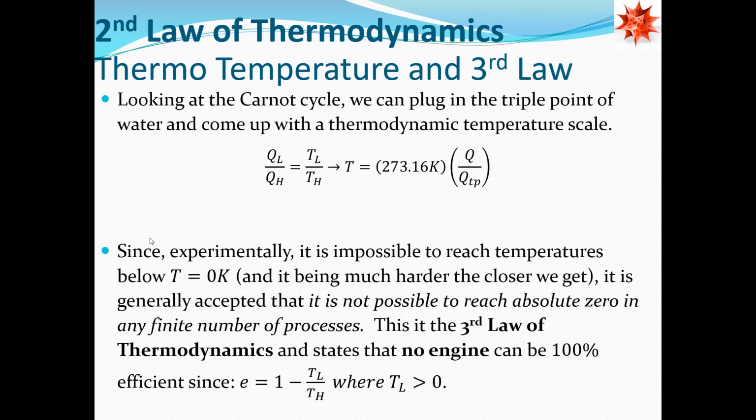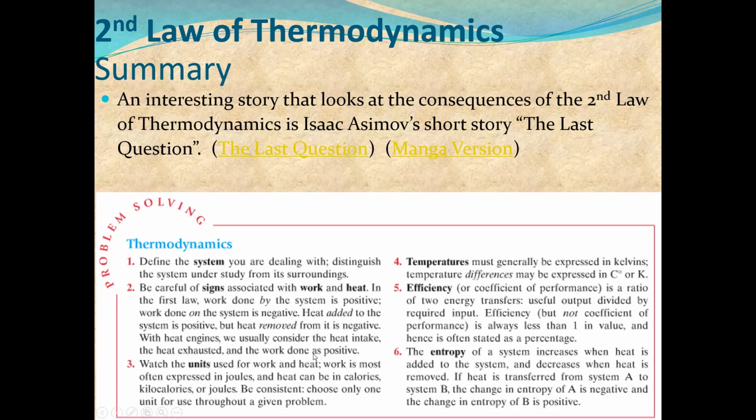Now, the third law of thermodynamics is similar to the second law. It basically says that there's no engine that could be 100% efficient, because the Carnot efficiency can only be 100% if T_L is equal to 0. But since we can never actually have the exhaust temperature equal to 0, T_L will always be some number greater than it. So we should always have an efficiency at least slightly less than 100%.